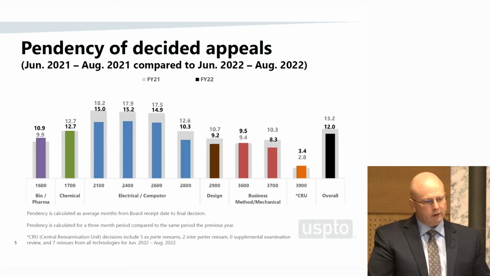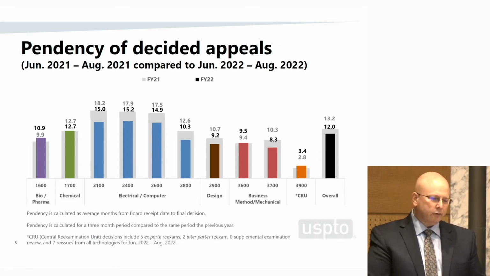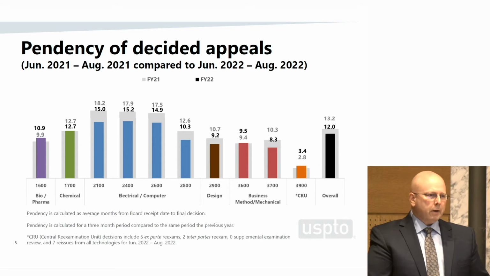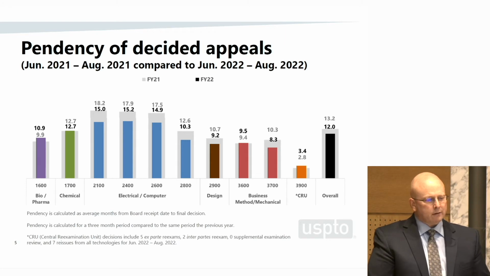This slide shows the pendency of the decided appeals. It's broken out, the colored bars are by technology, and the overall pendency on the far right with the black bar shows that we're now at an average pendency from the time that the board receives the appeal and dockets it to decision of about 12 months, which has been our goal for a long time. The slightly faded gray bars behind show what the pendency was a year ago for the same time period.